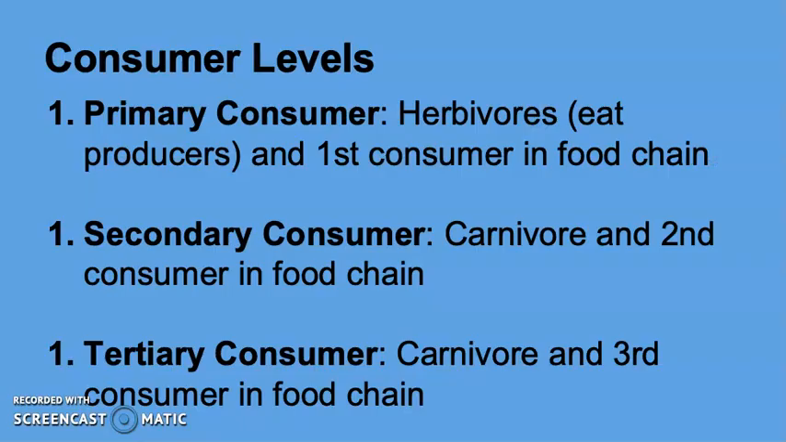So, primary consumers are always herbivores because they're eating producers. They're eating plants, so they're always herbivores. Secondary consumers are often carnivores or omnivores, and tertiary consumers are almost always carnivores.